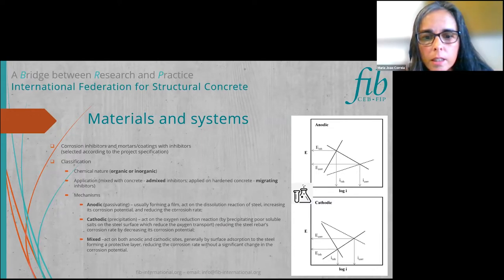Corrosion inhibitors are classified in organic or inorganic according to their chemical nature, in admixed inhibitors or migrating inhibitors if they are mixed with or applied on hardened concrete, or in anodic, cathodic, or mixed according to their mechanism of action. For example, you can see that the anodic inhibitors act on the dissolution reaction of the steel, while the cathodic ones act on the reduction reaction or oxygen reduction reaction. They act by different mechanisms, but they both intend to reduce the corrosion rate.